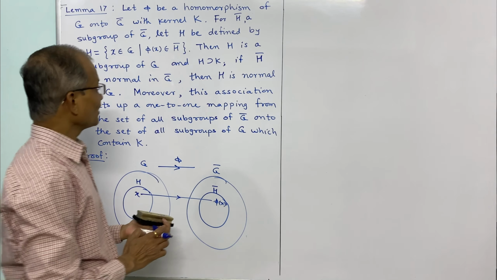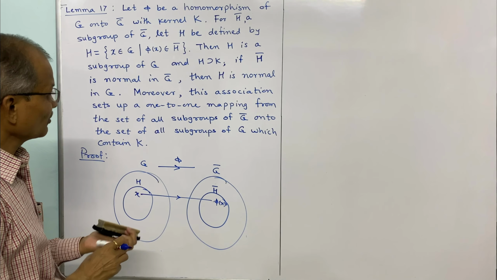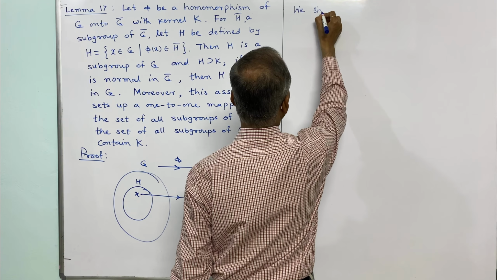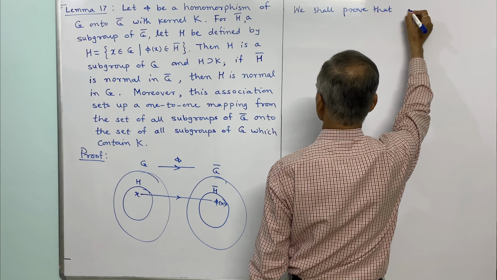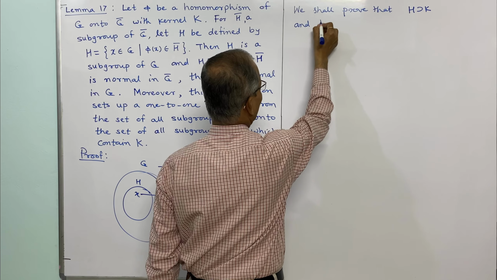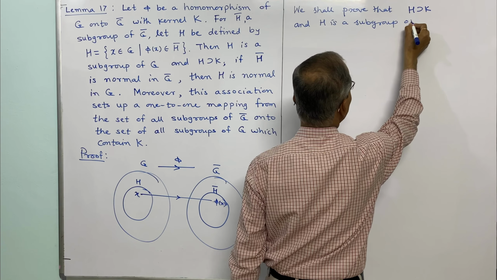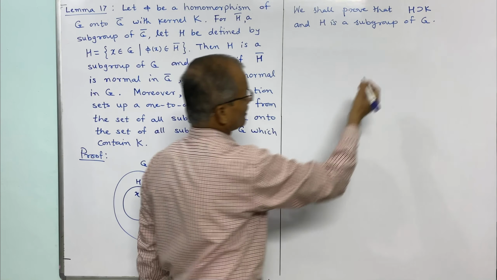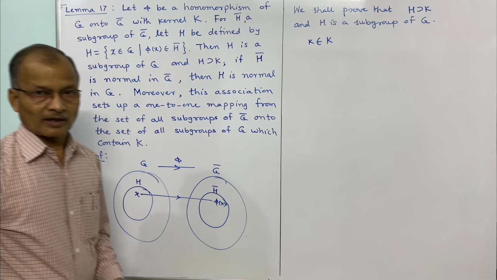Now we shall consider the proof for H is a subgroup of G. And first we shall show H contains K. We shall prove that H contains K and H is a subgroup of G. To prove H contains K, suppose k belongs to K, an element in the kernel.